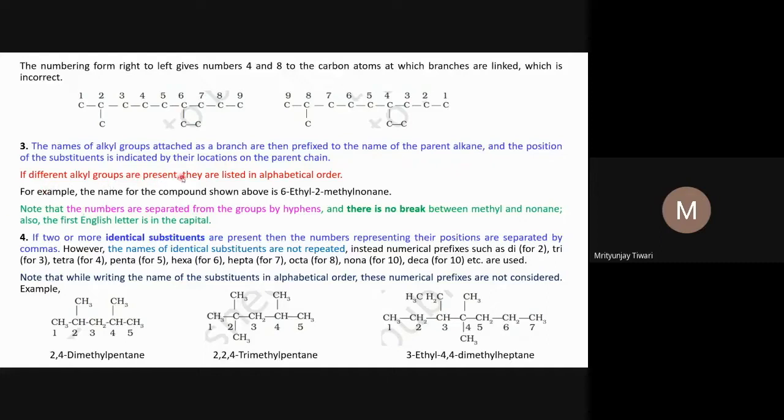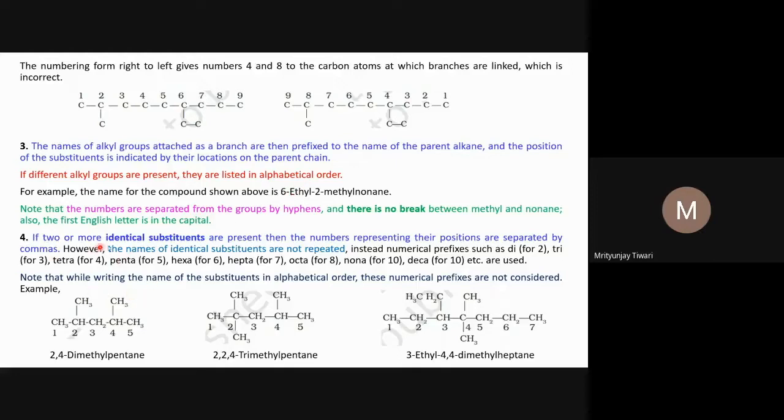If different alkyl groups are present, they are listed in alphabetical order. This is an important point. Different alkyl groups are there, and what we have seen is that in the case of polyfunctional compounds, some of the functional groups are subsidiary or subordinate functional groups, and we treat them as substituents. So their names will also be considered in alphabetical order when we write the prefixes for different compounds.